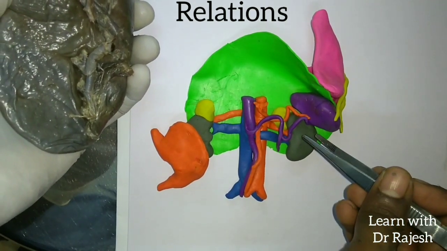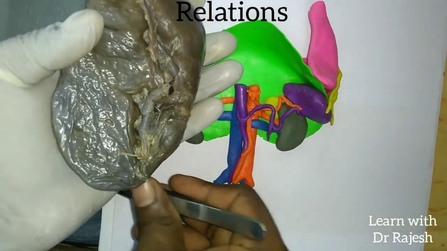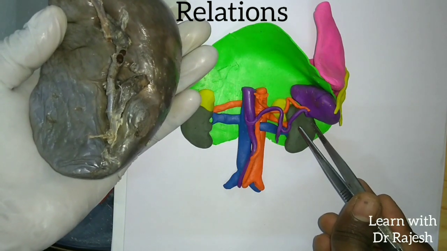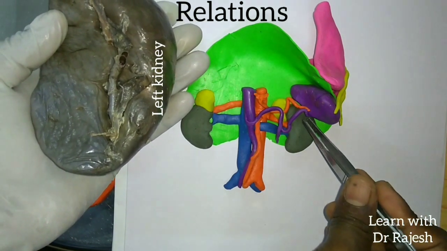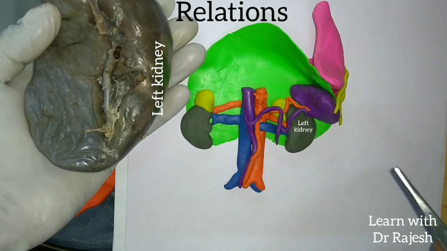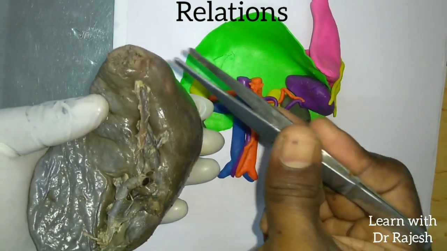Next, going to the inferior surface. If you see the inferior surface, it is mainly related to the left kidney. You can see this is the left kidney. Now coming to the anterior end.